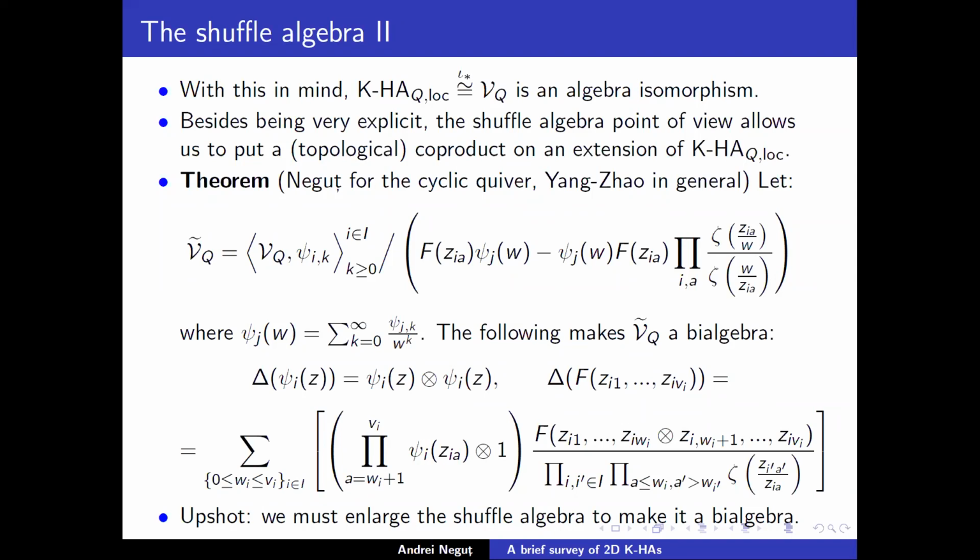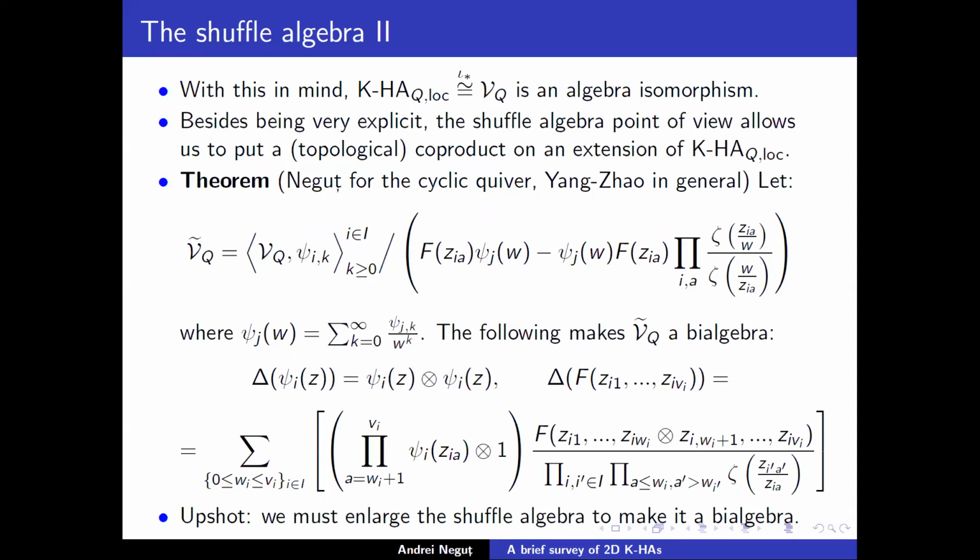Now, if f were a polynomial, this would be unambiguous. But f is a rational function, so you must ask me, what does it mean to take a rational function and put some of its variables to the left of the tensor product sign and some of the variables to the right of the tensor product sign?